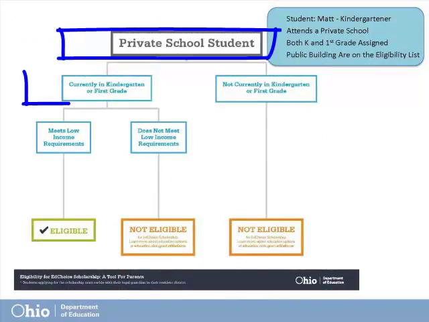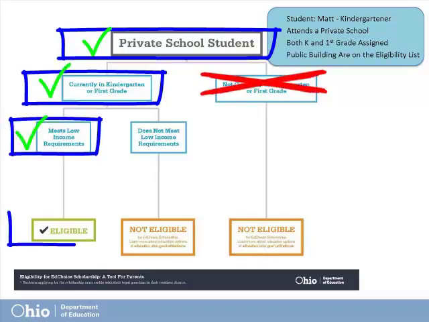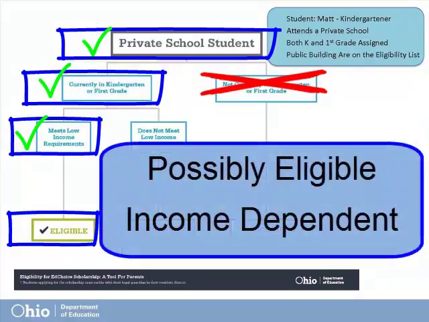Using the private school flowchart, we see that Matt may be EdChoice expansion eligible if his parents have a family household income at or below 200% of the federal poverty guidelines. By filling out the income verification forms, it is possible that Matt is eligible for the EdChoice Expansion Scholarship.